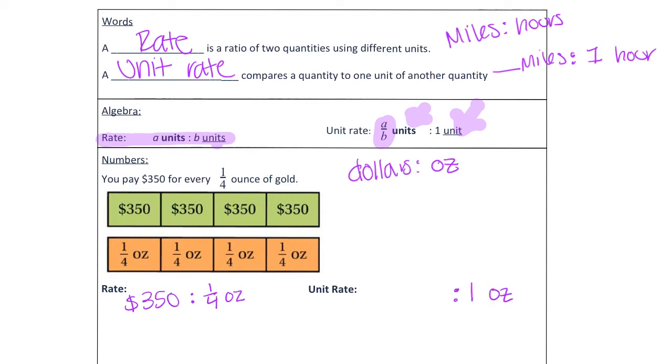So here on this tape diagram, I have 1/4. For every 1/4, I add $350. Then I have 2/4, I added $350. 3/4, I added $350. 4/4, I added $350. And 4/4 is 1. So when I add all of those together, you get $1,400.